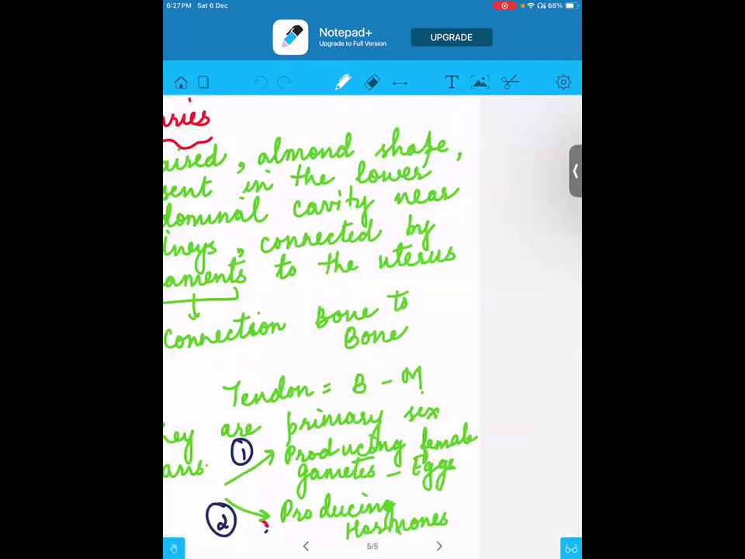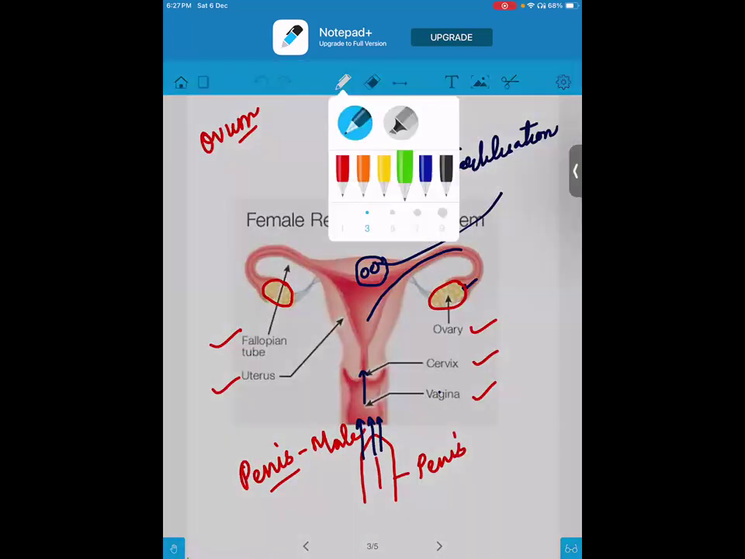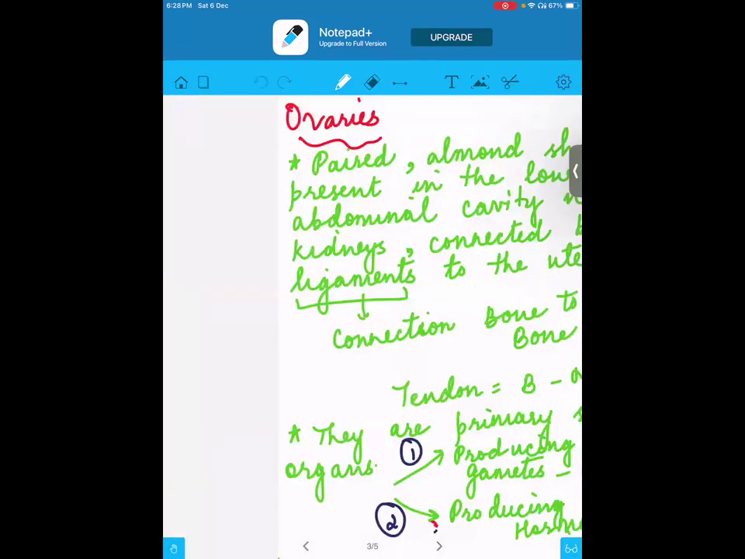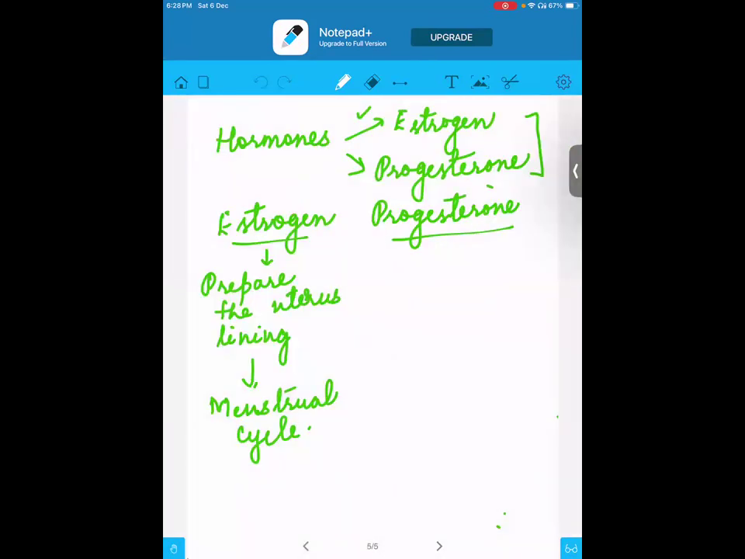Now, where will the uterus be? It will be present here, I'll just mark this part. The inner part of this uterus has a lining, which is called the uterus lining. So estrogen prepares it so that they can have the menstrual cycle every month, which is called the periods.